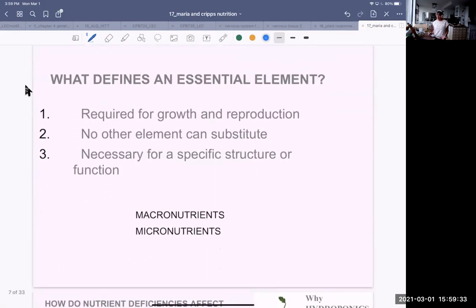So an essential element, just like the fatty acids and the amino acids that you talked about in your reports, is required for growth and development in plants. And the thing about an essential element in plants is that no other element can be substituted. So that's a different meaning, really. It's necessary for a very specific structure and for a very specific function.